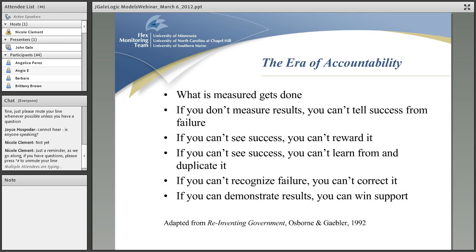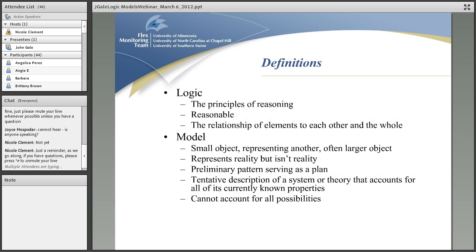I adapted this from a book that had been getting a lot of attention for a number of years in government. What gets measured gets done. If you don't measure the results, you can't tell success from failure. And if you can't see the success, you can't reward it. And if you don't see it, you can't learn from it and duplicate it. And I think that's the most important piece here, is that the learning collaborative, if you will, of the 45 state FLEX programs have a wealth of information and success and experience that unless we can begin to measure it, we can't really build on that success. So this is nothing new.